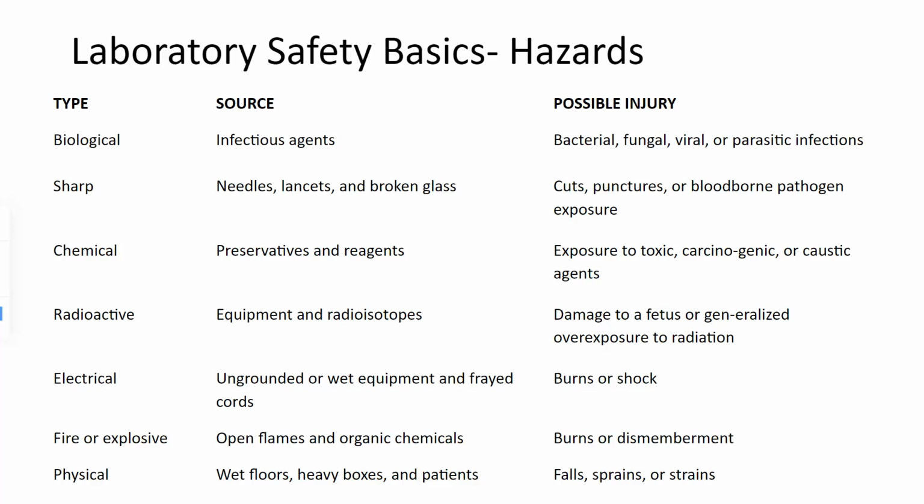Chemicals are found in preservatives and reagents. Possible injury would be exposure to toxic, carcinogenic, or caustic agents. Radioactive can be found in equipment and radioisotopes. It could cause damage to a fetus or generalized overexposure to radiation. Electrical, ungrounded or wet equipment and frayed cords could cause burns or shock. Fire or explosive, open flames, and organic chemicals could cause burns or dismemberment. Physical, wet floors, heavy boxes, patients, falls, sprains, or strains.